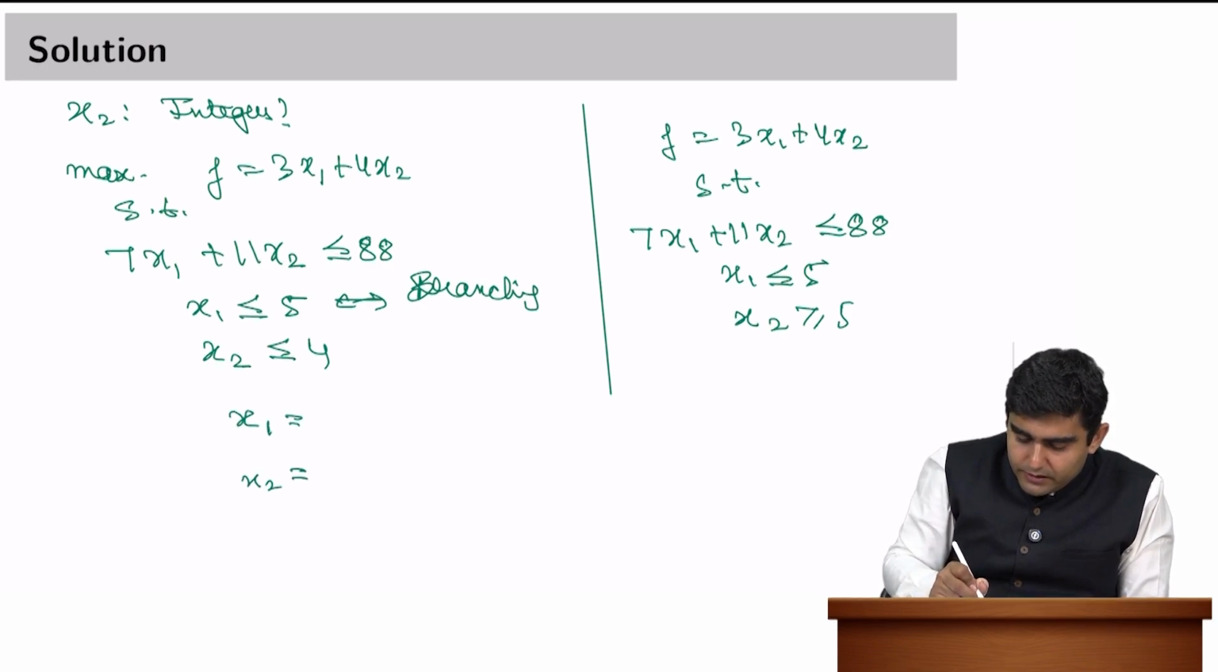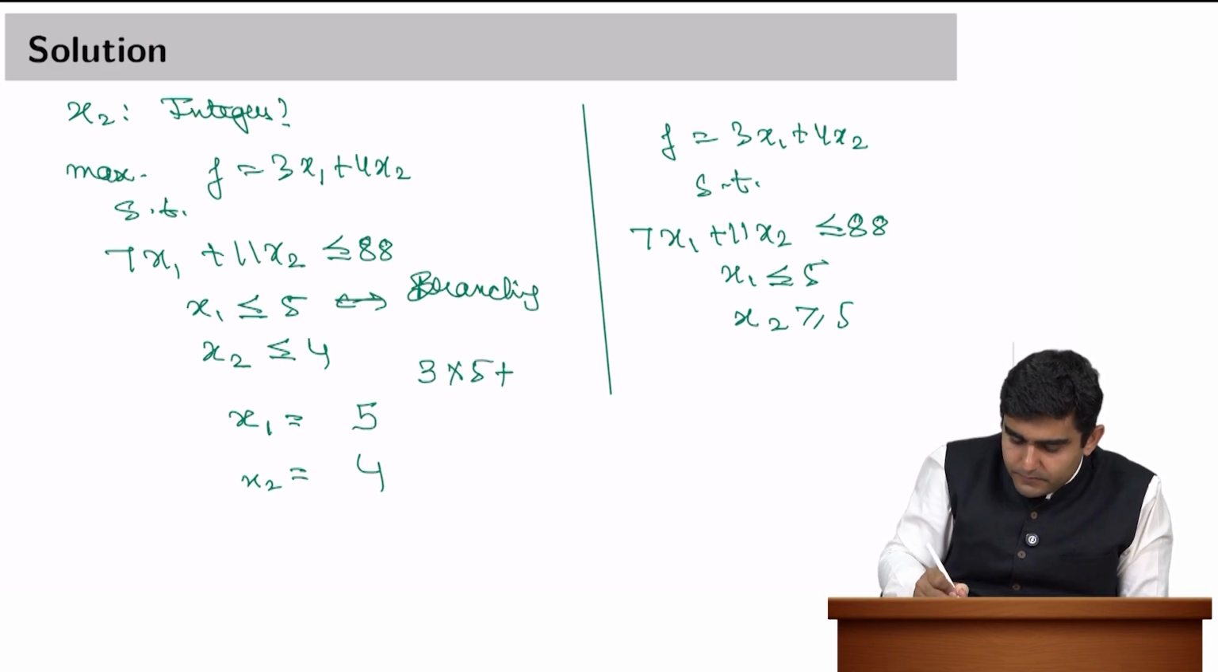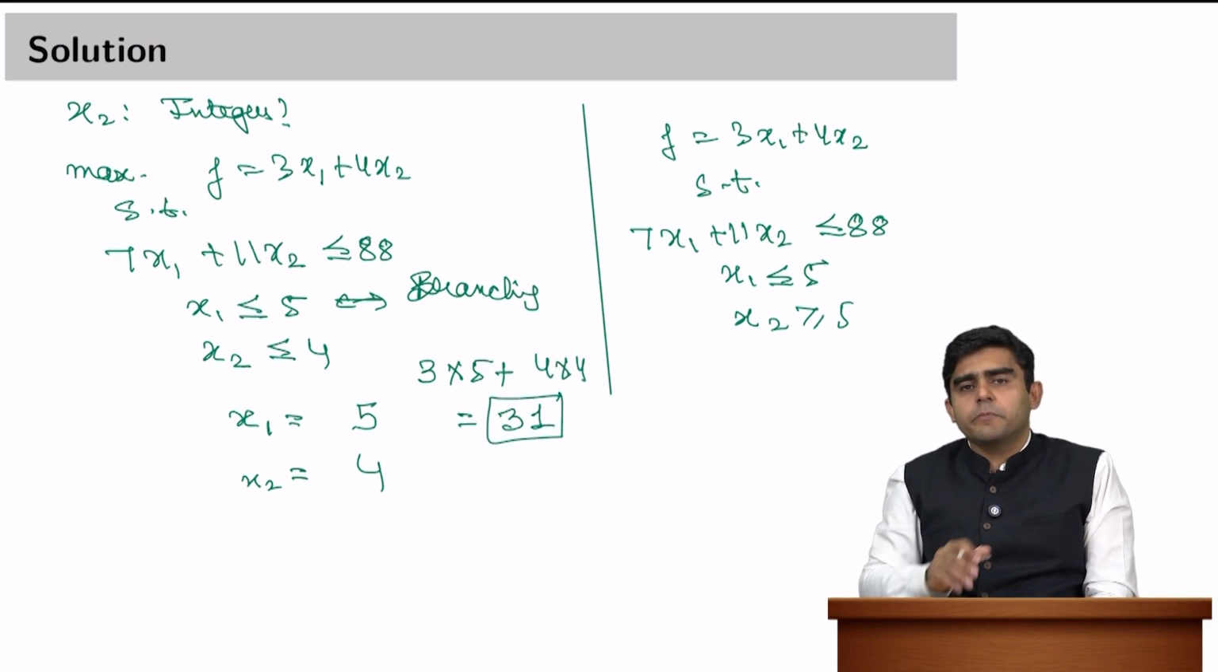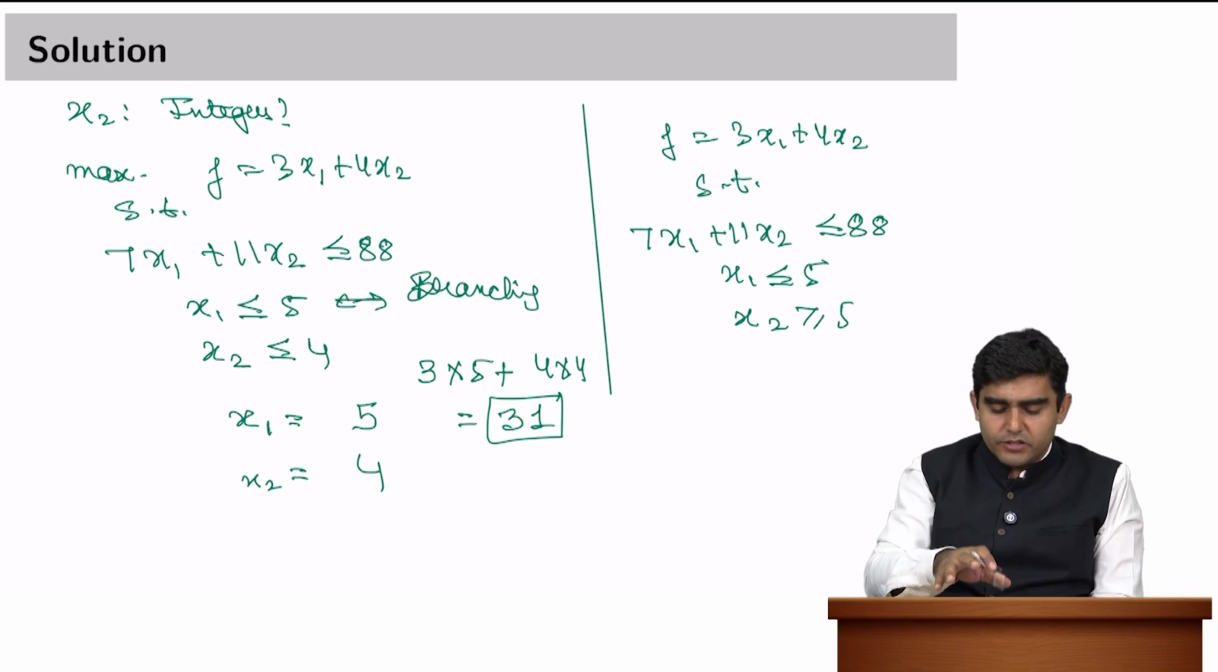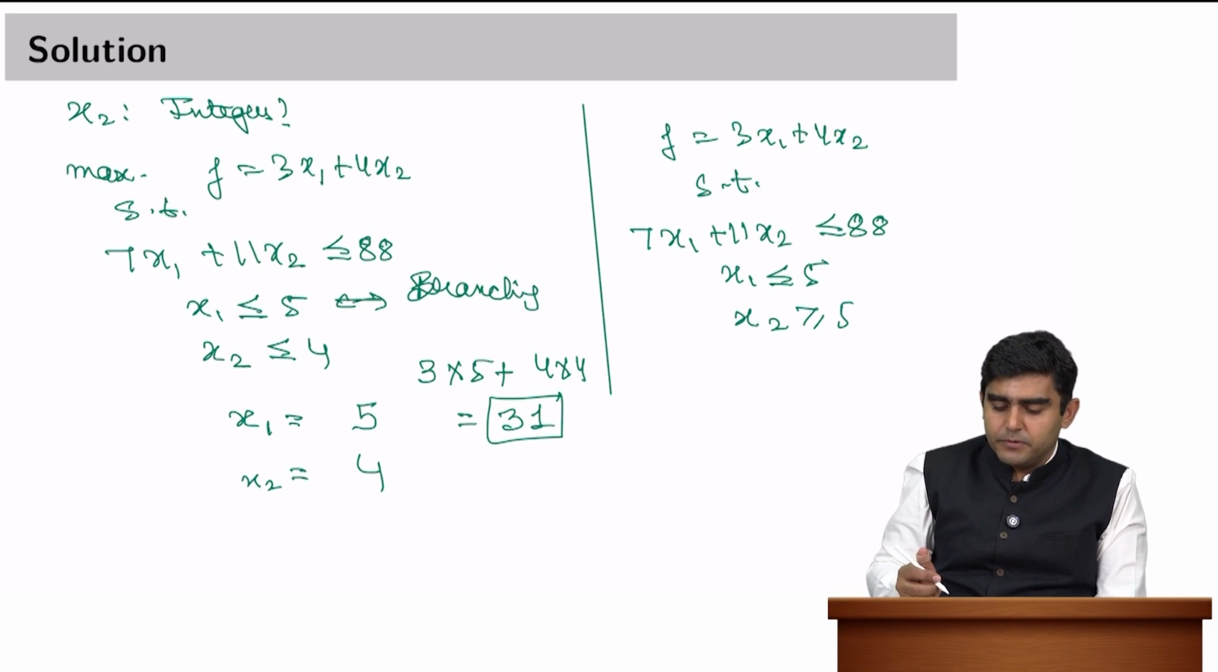So if our x2 happens to be 4 and x1 happens to be 5, we get our solution as 3 fives are 15 plus 16, which is equal to 31. You can check it from the tableau. This is what you are going to get. Here I have just skipped the optimization step, but you can follow it from the linear programming problem.